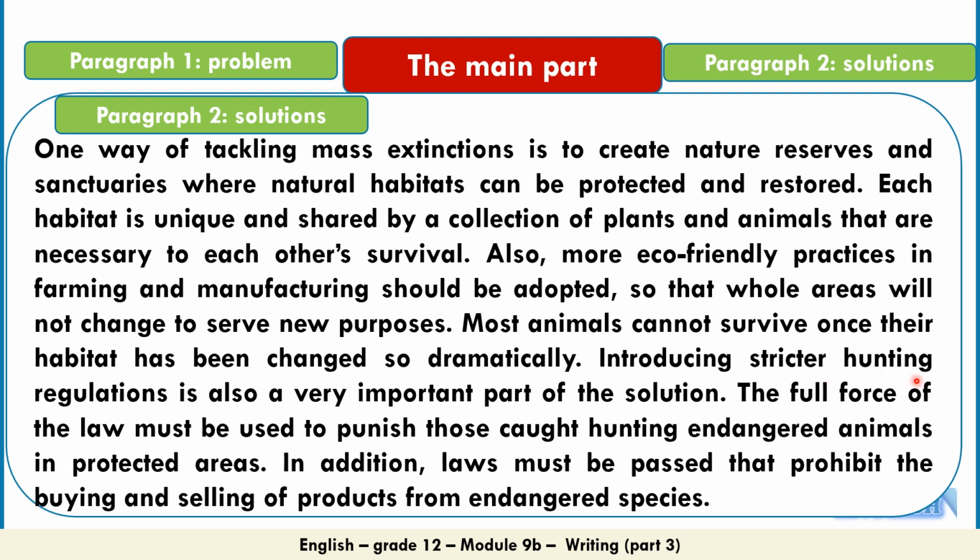Introducing stricter hunting regulations is also a very important part of the solution. The full force of the law must be used to punish those caught hunting endangered animals in protected areas. In addition, laws must be passed that prohibit the buying and selling of products from endangered species. Excellent.